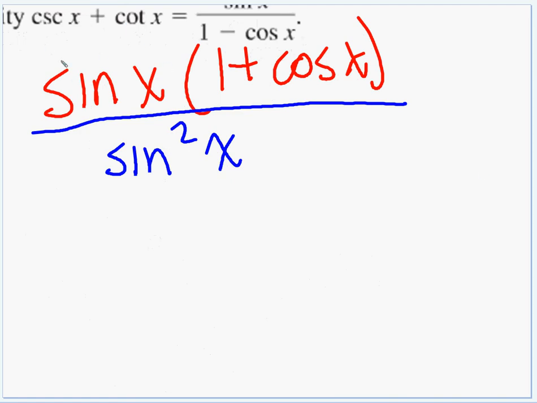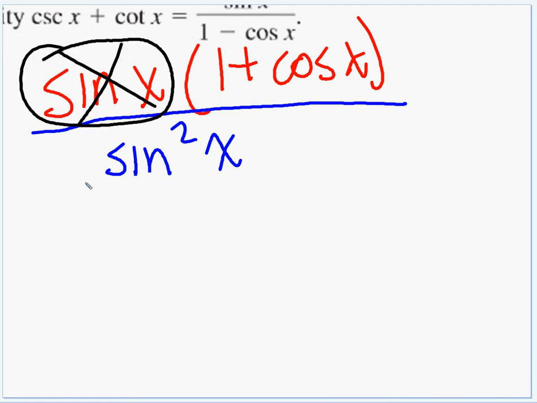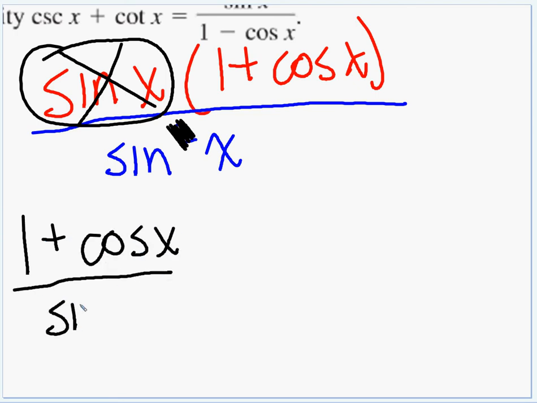And we can cancel this sine x to the first, gone. And that will knock this sine down a power to sine x. So I'm just going to rewrite it just so it looks a little better. So now we've got 1 plus cos in the numerator, sine x in the denominator. So this we can break into separate fractions. I'll use my red ink and look at it like this.